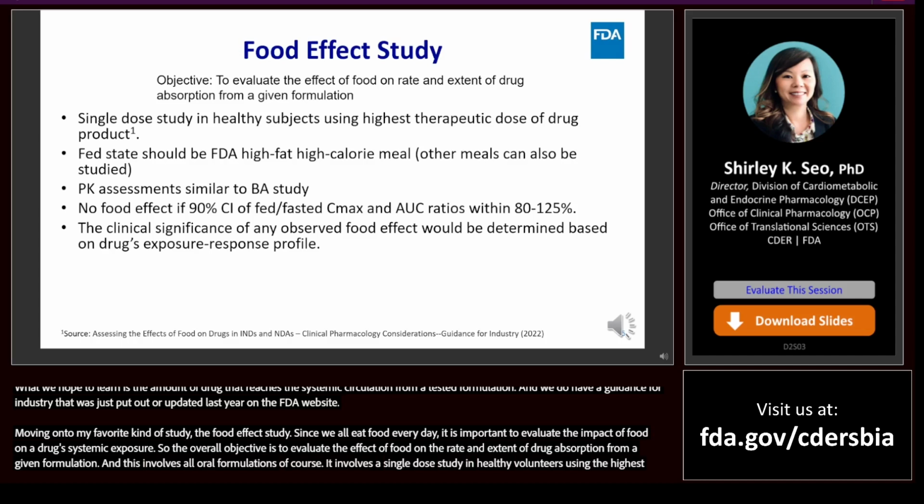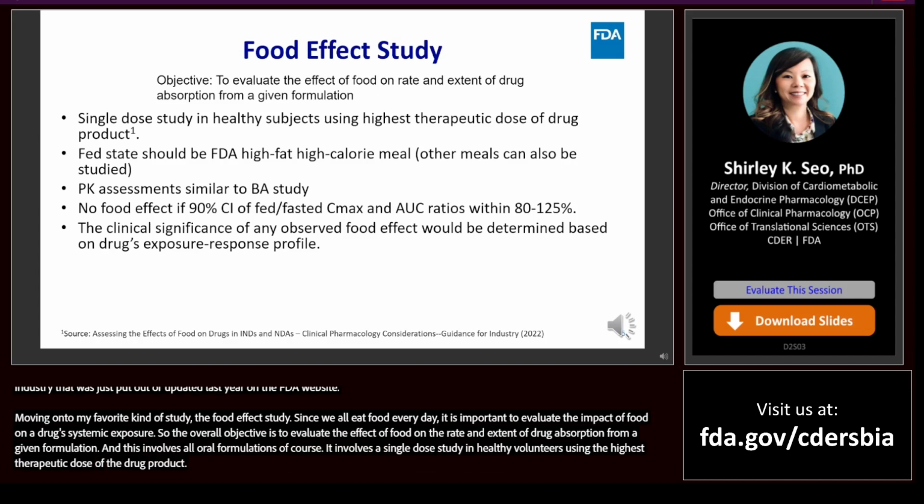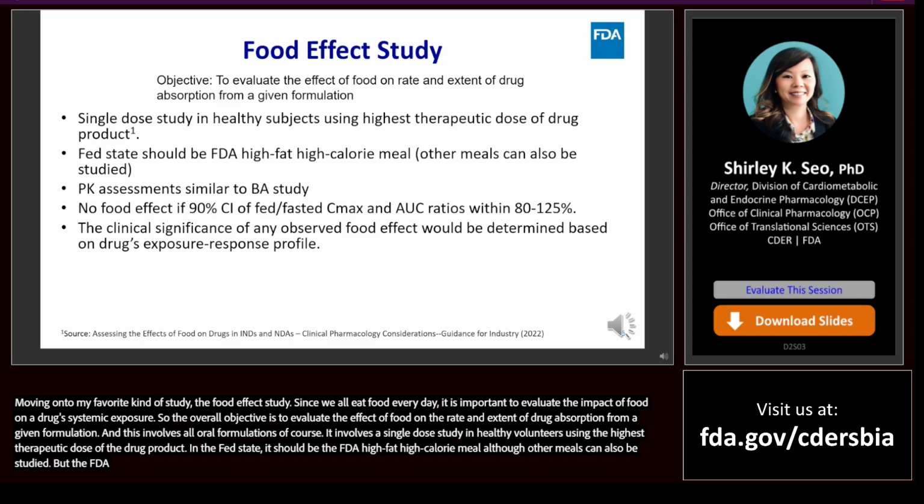In the fed state should be an FDA high-fat, high-calorie meal, although other meals can also be studied. But the FDA recommended high-fat, high-calorie meal is contained in the new food effect guidance, which was just updated last year, and you can find that on the FDA guidance website as well. The PK assessments that come out of a food effects study are very similar to a bioavailability study.